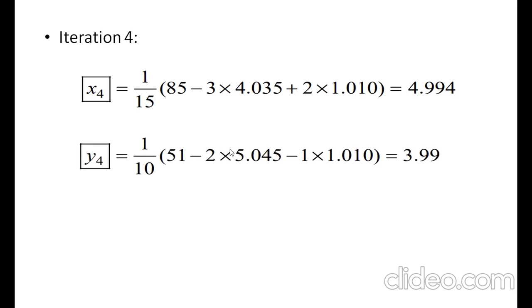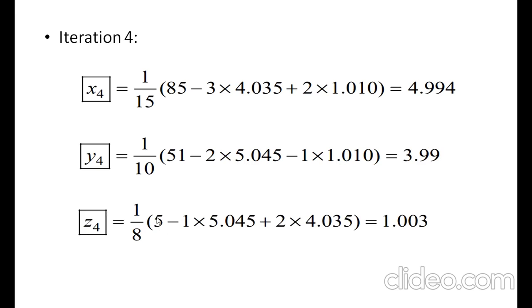y4 is equal to 1 by 10 in bracket 51 minus 2 into 5.045 minus 1 into 1.010, which is equivalent to 3.99. z4 is equal to 1 by 8 in bracket 5 minus 1 into 5.045 plus 2 into 4.035, which is equivalent to 1.003. As you can see, we are coming near 5, 4 and 1.